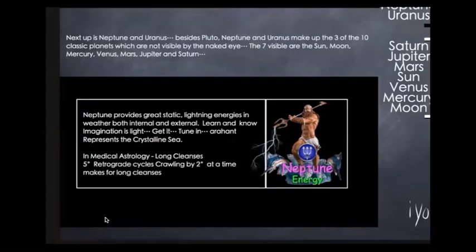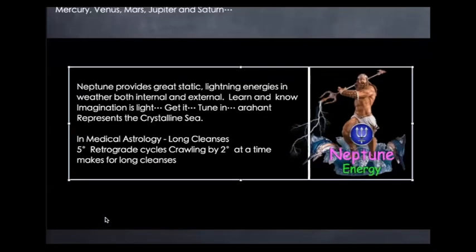Neptune provides great static, lightning energies in weather, both internal and external. Learn and know. Imagination is light. Get it? Tune in. You're an Arahant. Arahant represents the crystalline sea. Yes, right. I did actually realise that it was mentioned there as well, but I just wanted to add that Neptune is situated in the crystalline sea.